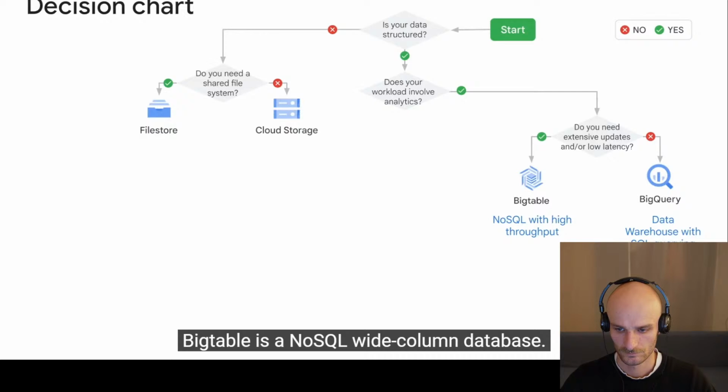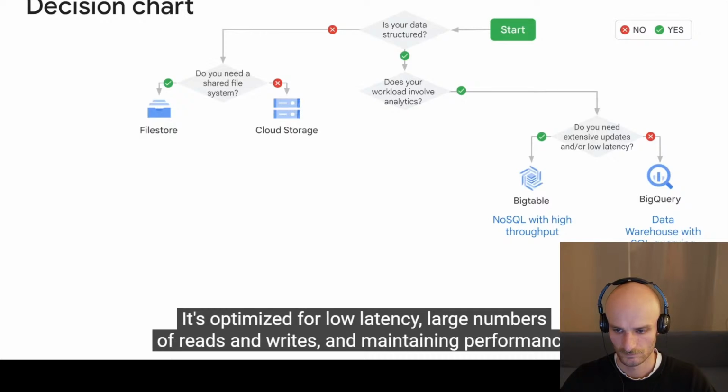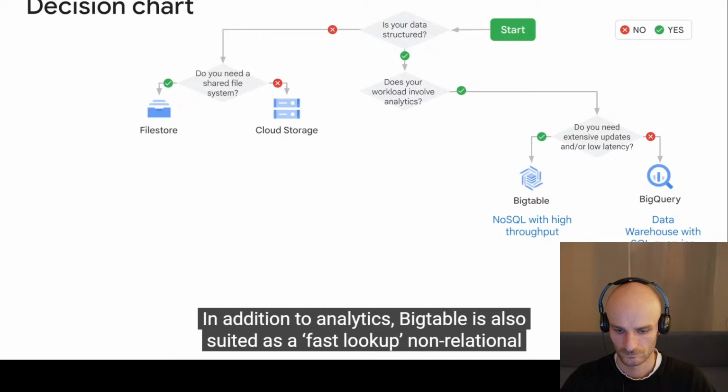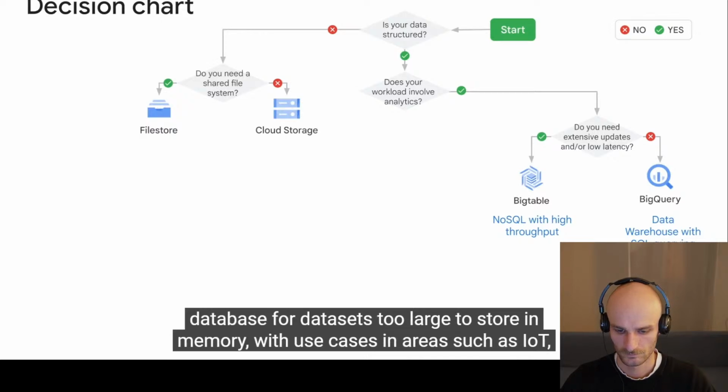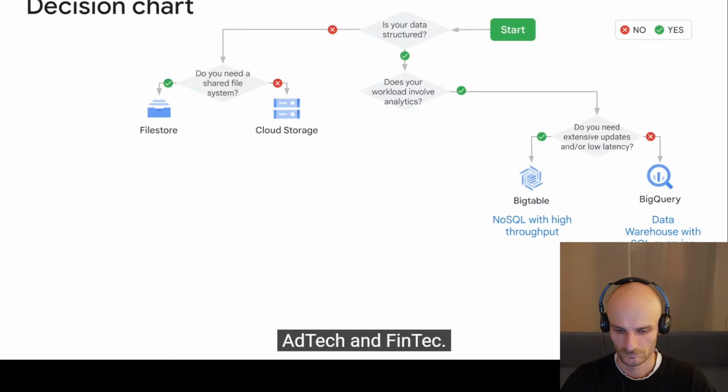Bigtable is a NoSQL wide column database. It is optimized for low latency, large number reads and writes, and maintaining performance at scale. In addition to analytics, Bigtable is also suited as a fast lookup, non-relational database for datasets too large to store in memory, with use cases in areas such as IoT, AdTech, and FinTech.